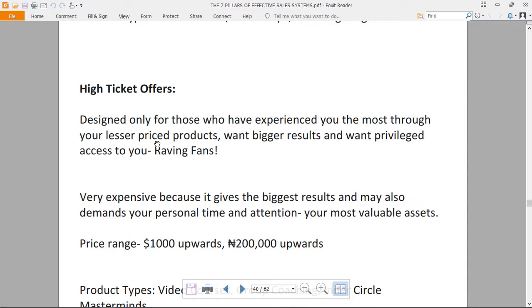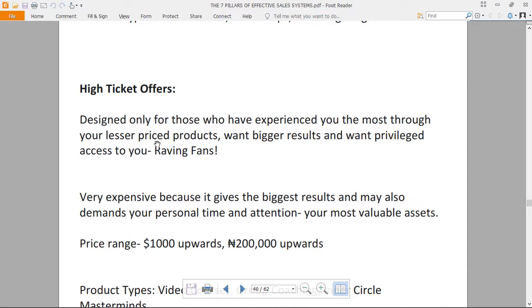These offers are usually at the top of your value ladder, or, like we say, at the end of your funnel. This is not something you present to a new audience on Facebook. These are things they see later, later, later. So these people want bigger results and they want privileged access to you. Two things: they want bigger results.